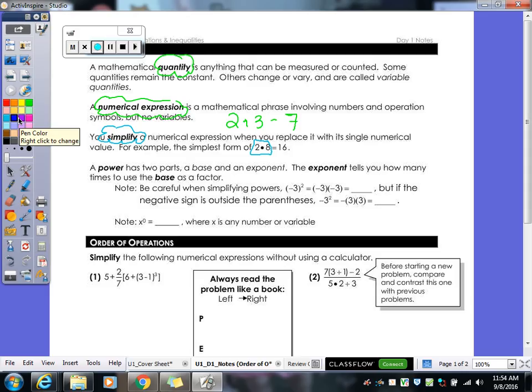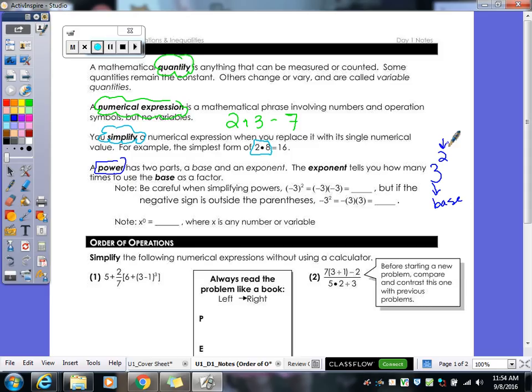So then we have a power, which has 2 parts. It has a base and an exponent. So for example, 3 squared. 3 would be my base because that's the number that has an exponent attached to it. And 2, obviously that's my exponent. You guys know exponents pretty well.